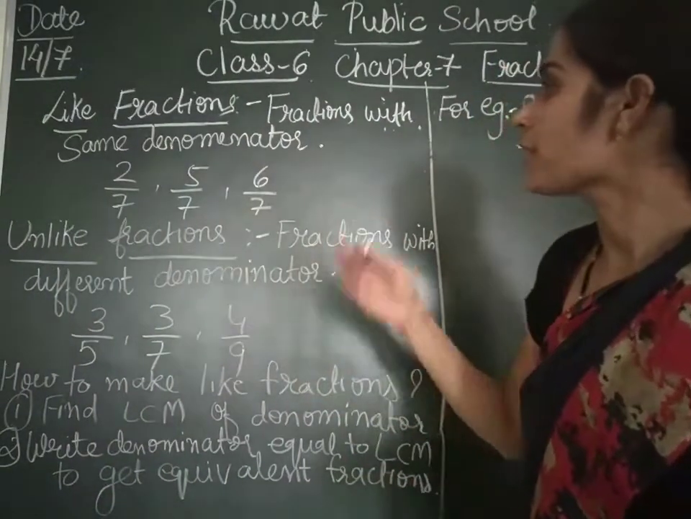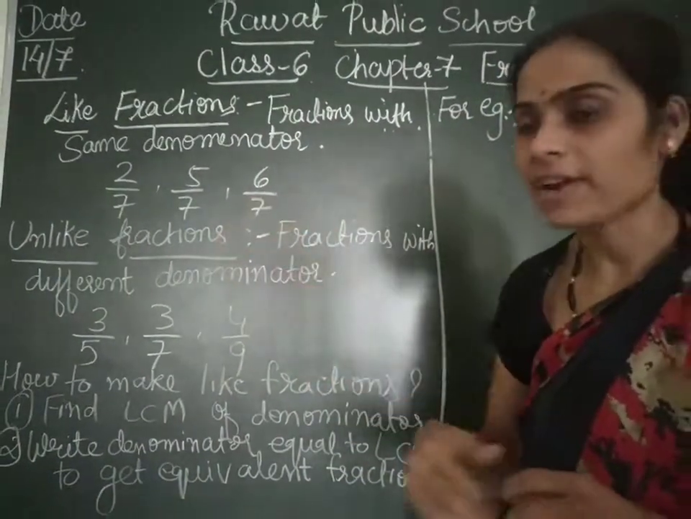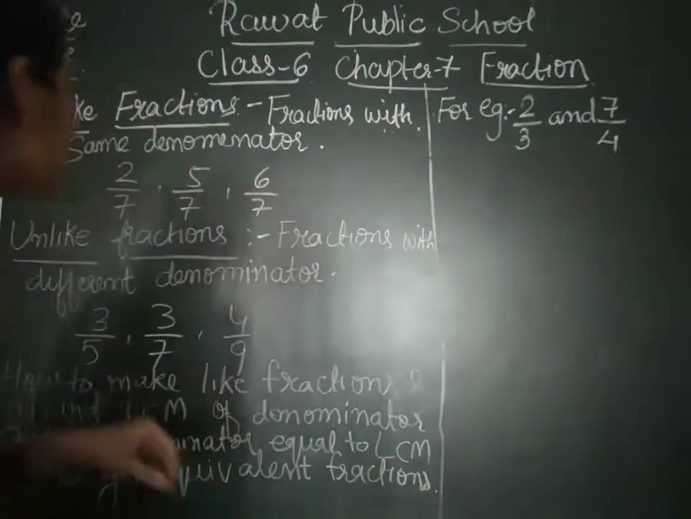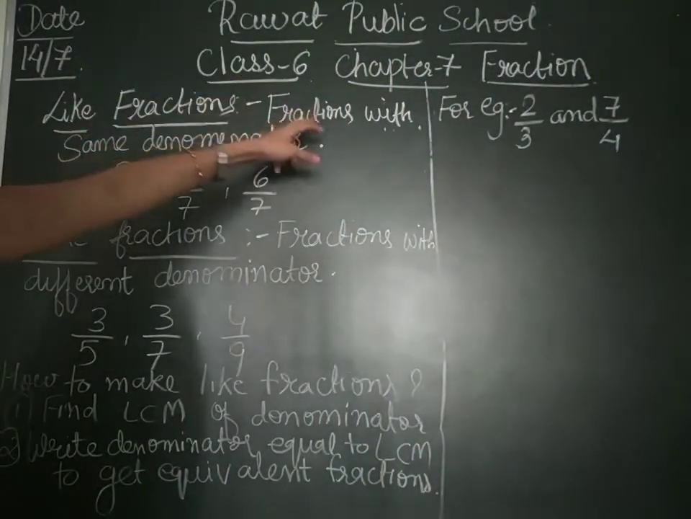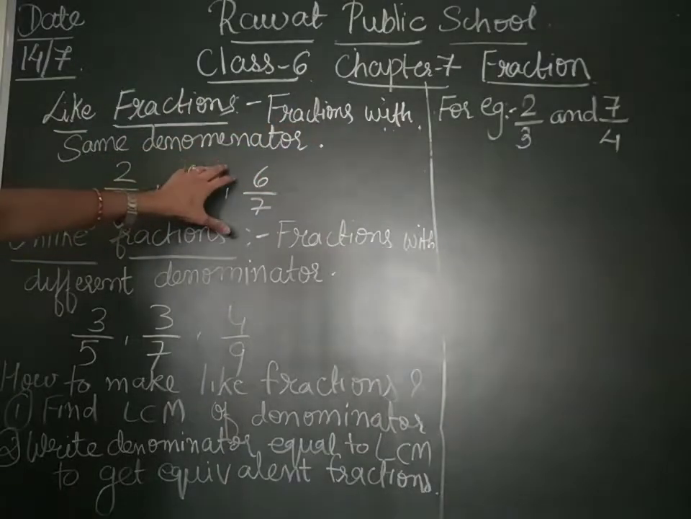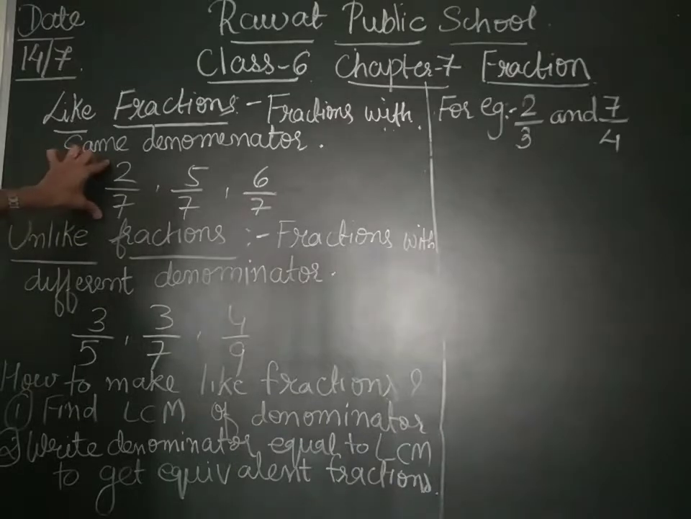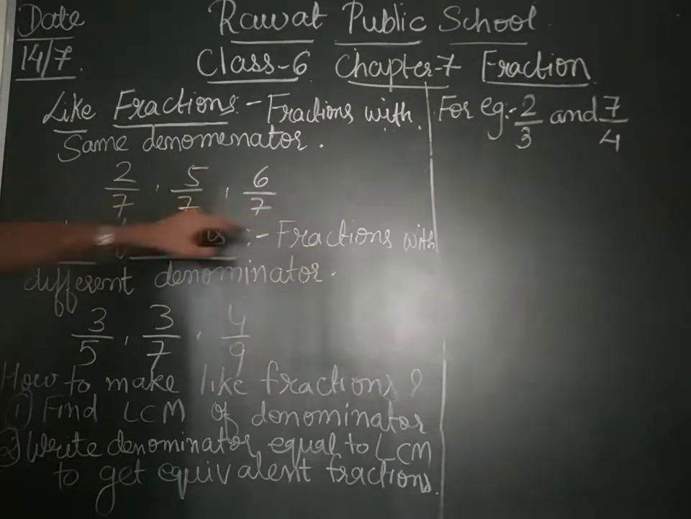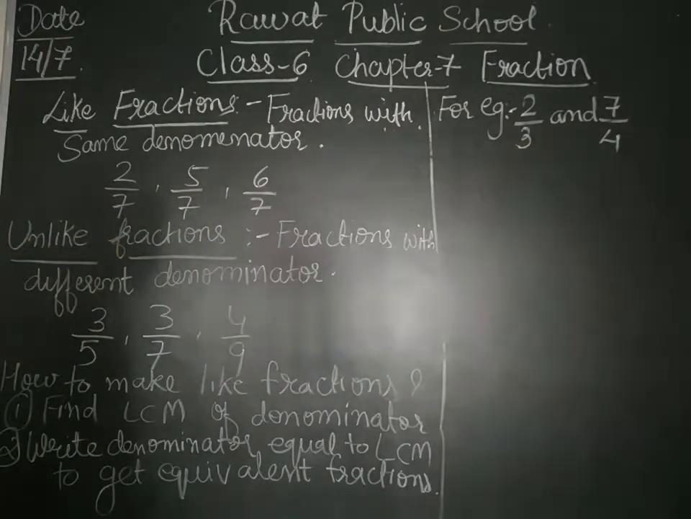So today we are going to study like fractions and unlike fractions. Let's study the definition first. Like fractions are fractions with the same denominators. Here I have taken some examples like 2 by 7, 5 by 7, 6 by 7. Here all the denominators are equal, that is 7. So these fractions are like fractions.